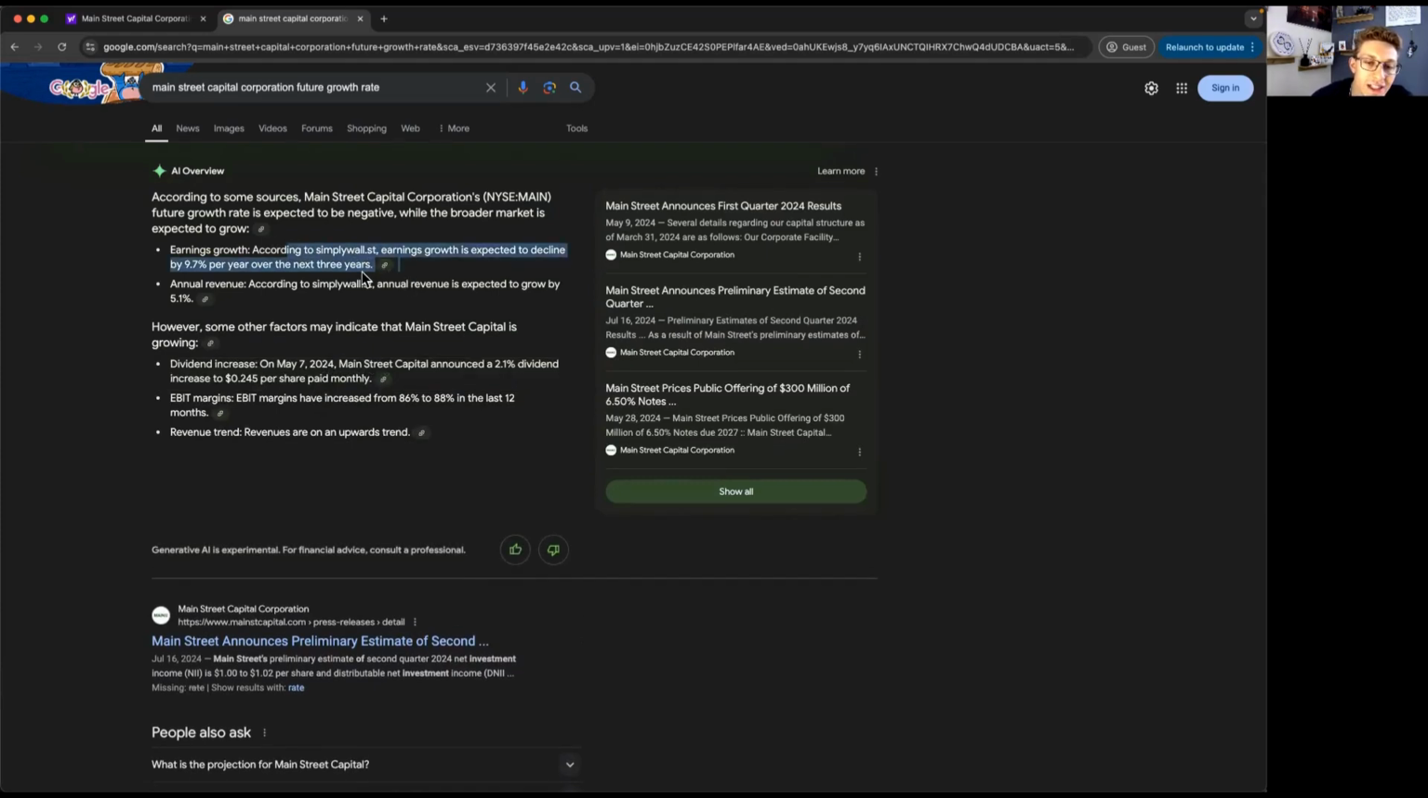Growth is expected to decline by 9.7%. That actually does not mean that the company's going down. It means they're going to grow at a negative rate. So they're not going to grow more, right? Which is interesting.